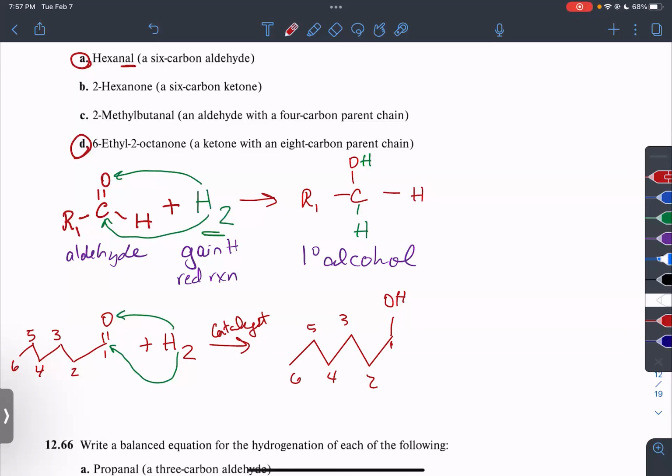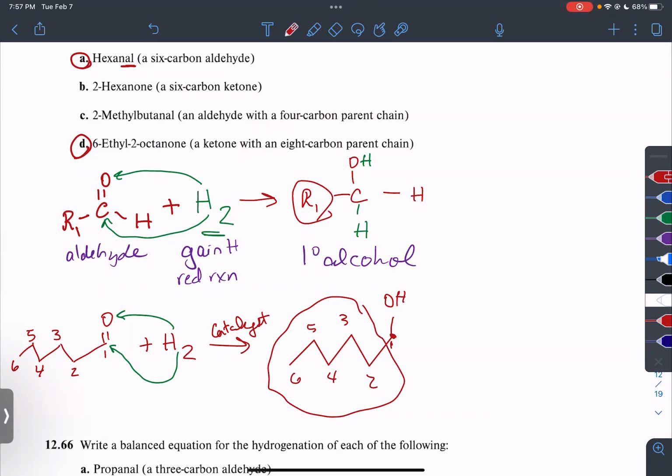It's a primary alcohol because we only have one R group. So if here's our alcoholic carbon, or our carbonyl carbon, we have one R group. So that tells us we have a primary alcohol. And that's why you went from an aldehyde to an alcohol.